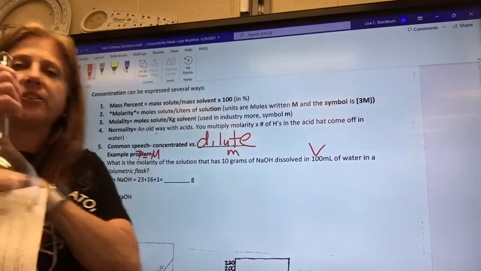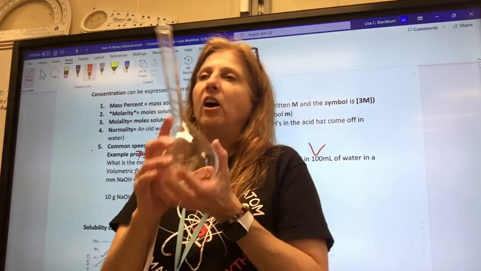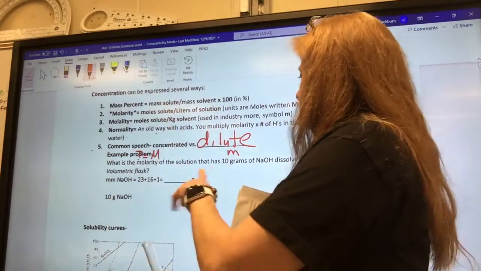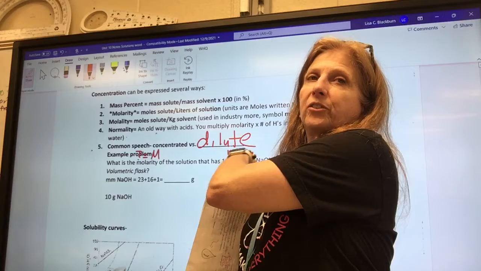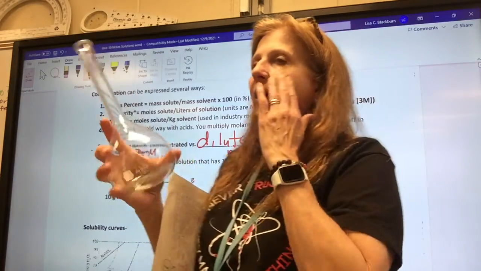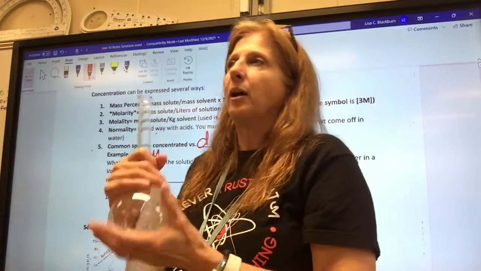So on the test, there's a little question. I draw this. This is a volumetric flask. This is how I make up solutions. What I do is, if I was doing this, I would look up the molar mass of sodium hydroxide on the periodic table. Then I would figure out what concentration I want and multiply the molar mass times that.